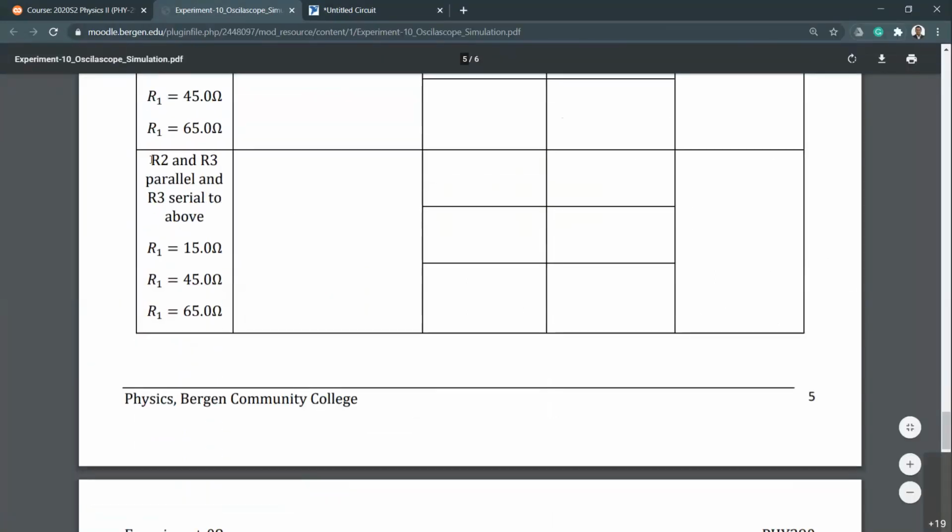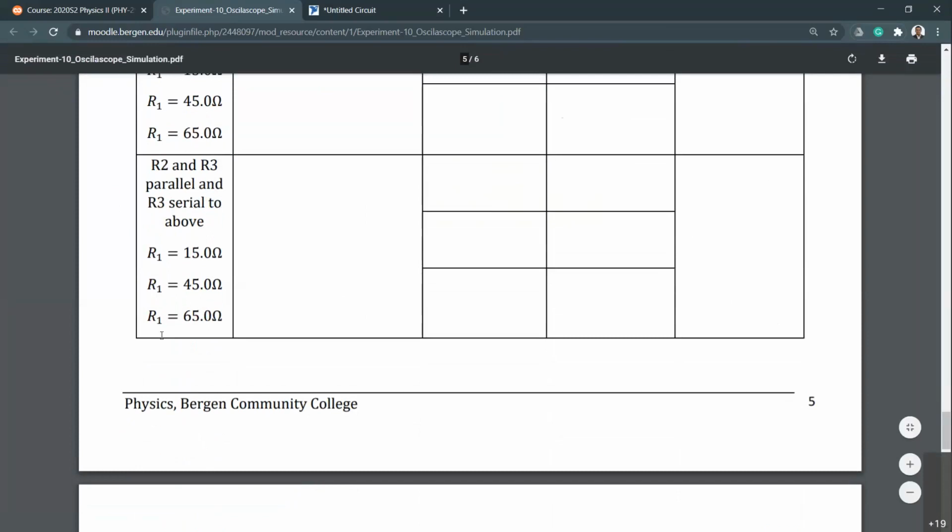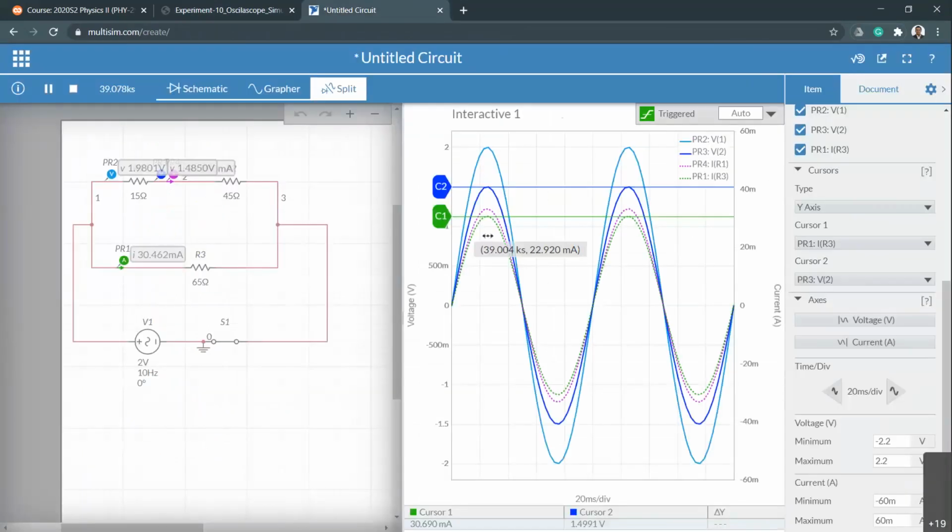So that is R2 and R3 parallel, and this should be R1 serial, okay? Current, you have to measure the right curve, okay? If you look at it carefully, the color. So this A represents the current, okay? You can see two colors with the letter A, the pink one and the red one. Those are the current.